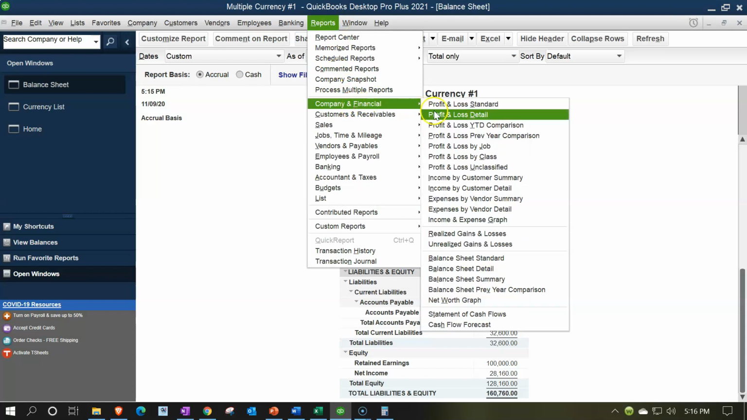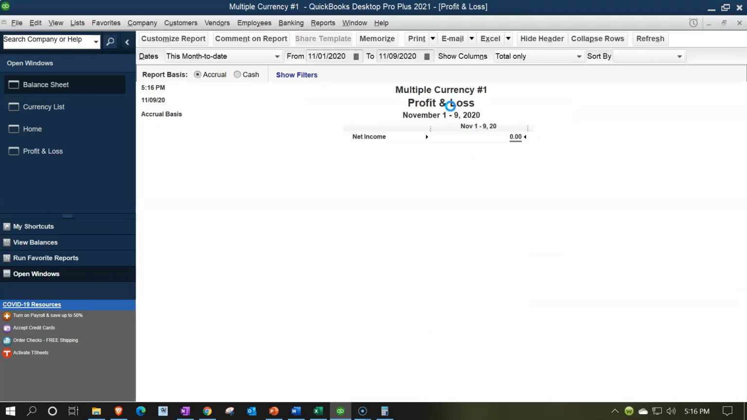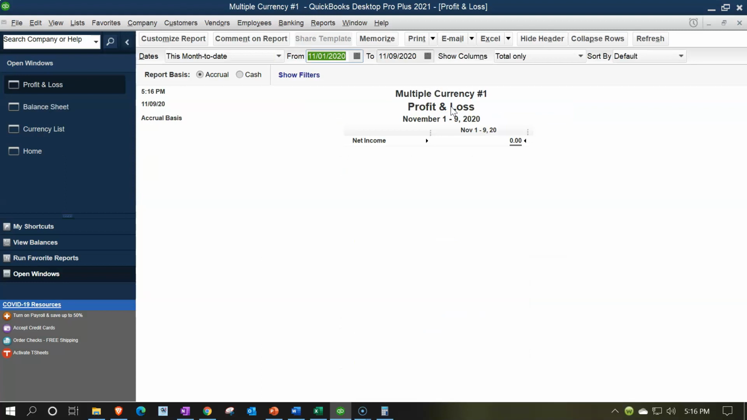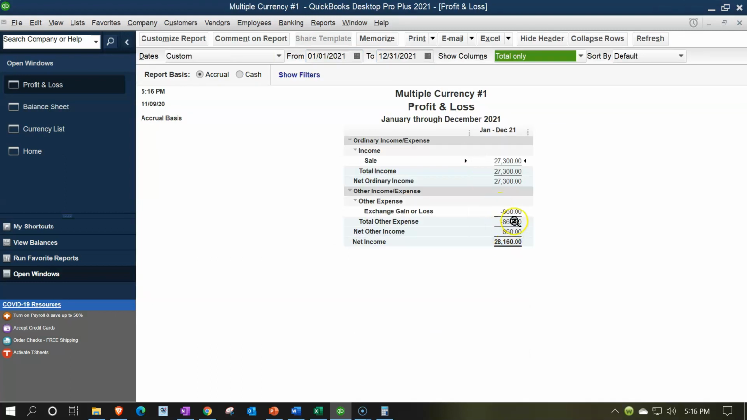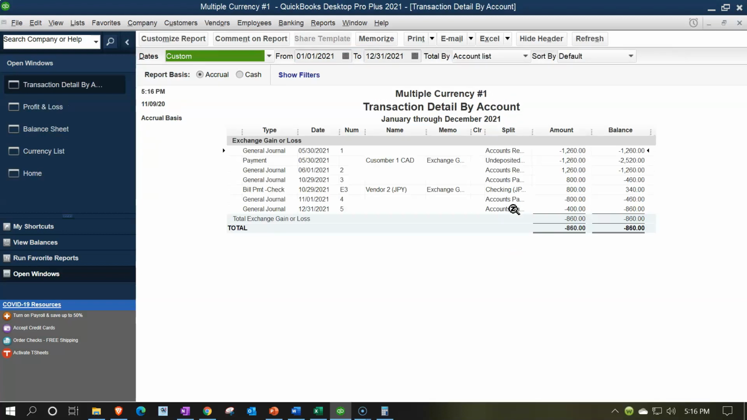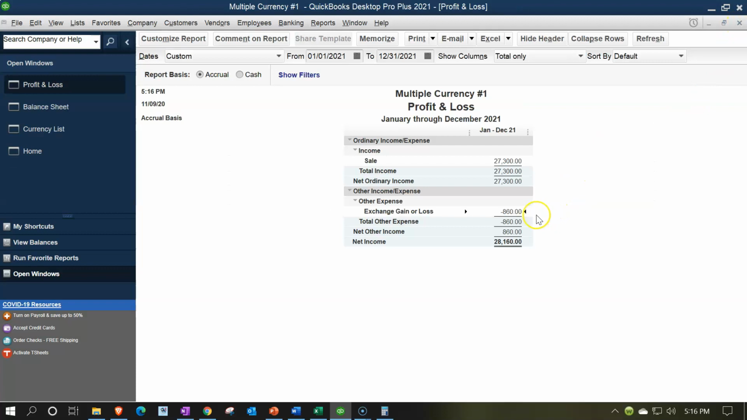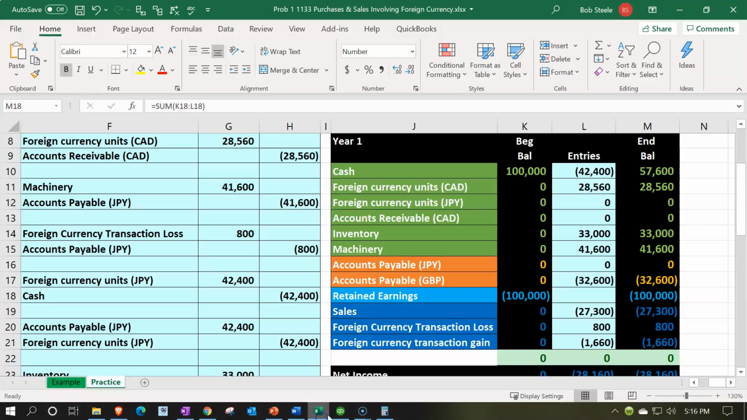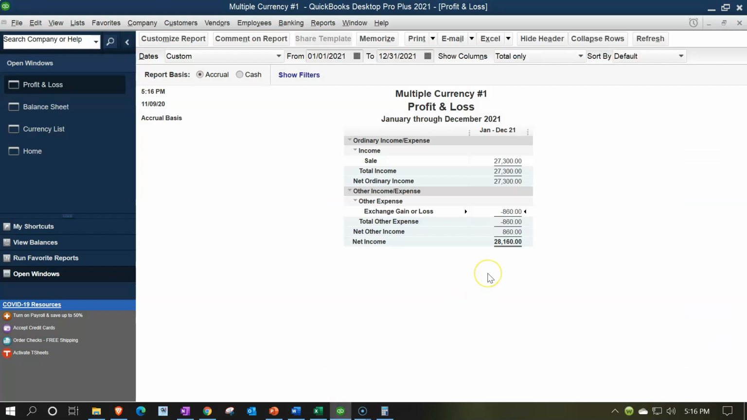All right, now we're going to go to the income statement or profit and loss reports dropdown, company and financial. We're going to go to the profit and loss standard, changing the dates from 01/01/21 to 12/31/21. And then there we have our gain loss on the 860. There's the 400 that has been included in it. These two are combined. We broke them out in separate two accounts for the gain and loss over here. The difference between the two being that 860 that we find in QuickBooks now.